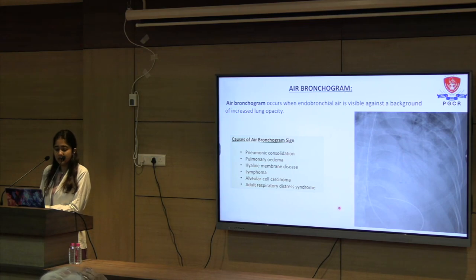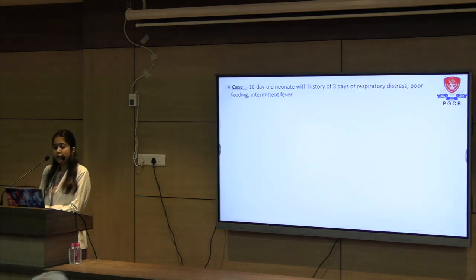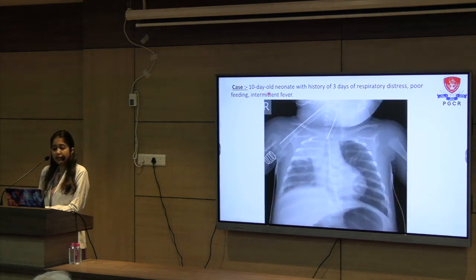It is usually seen in consolidation, edema, hyaline membrane disease, lymphoma, alveolar cell carcinoma, and acute respiratory distress syndrome. Now, this is a chest radiograph of a 10-day-old neonate with a history of 3 days of respiratory distress, poor feeding, and intermittent fever. Anyone? At least describe what you can appreciate. Okay, so here what we can appreciate is a well-defined homogeneous opacity with the air bronchogram sign in the right upper lobe, which is demarcated by the right horizontal fissure.